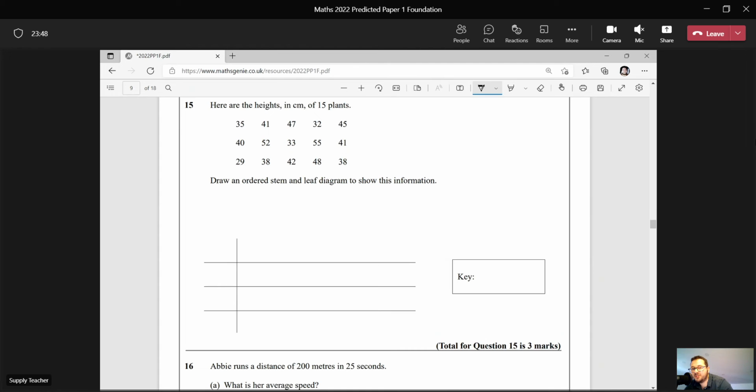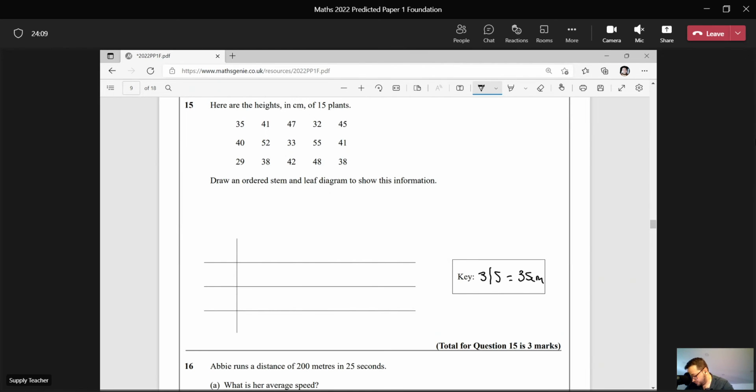All right, number 15. We've got the heights in centimetres of 15 plants. It says draw an ordered stem and leaf diagram to show this information. So we want to do a little key here. Let's just start with the first number. You'd write 3 vertical line 5 equals 35 centimetres.